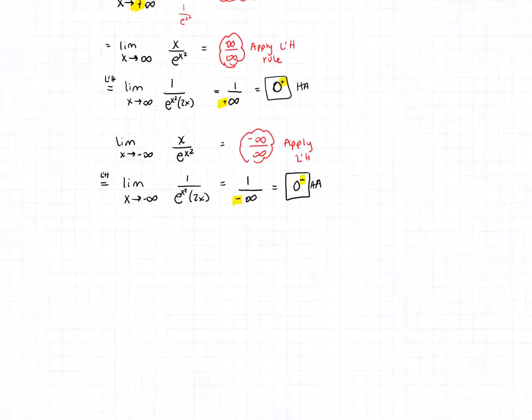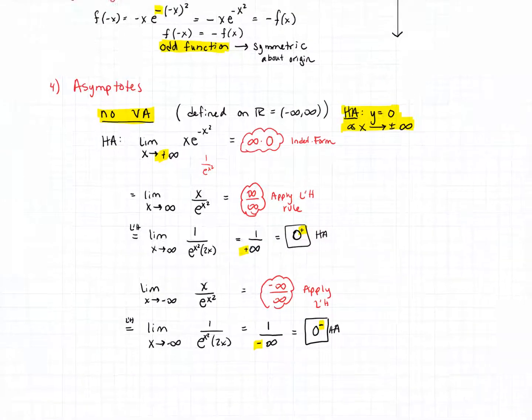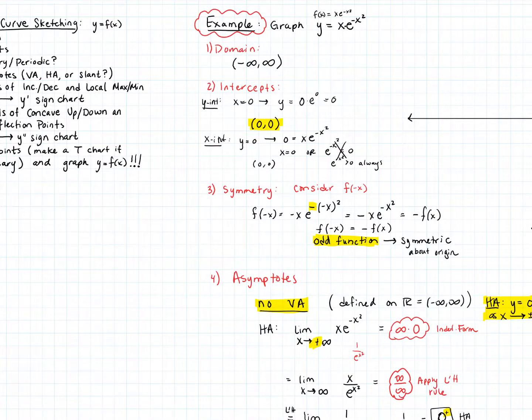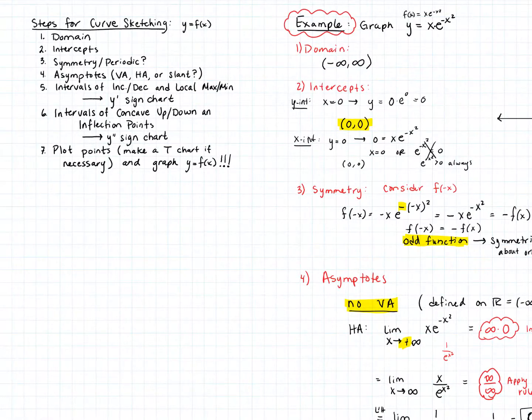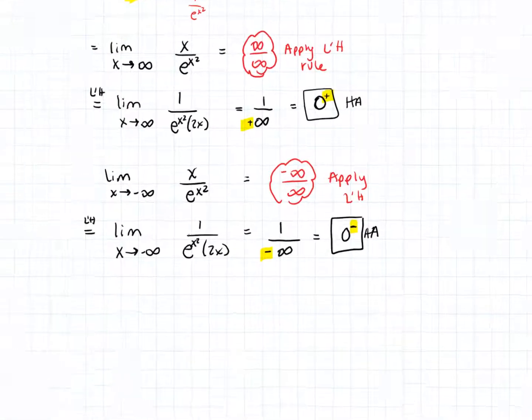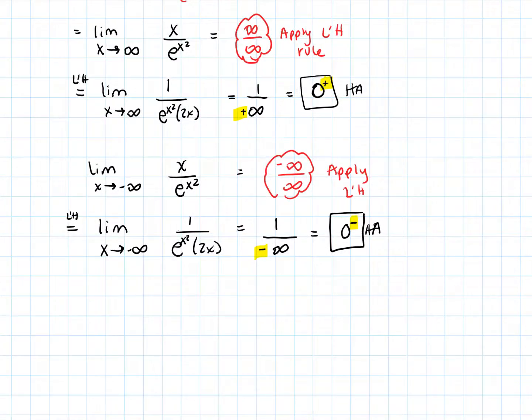Now what we want to do is take the derivatives. So remember, let's get it all on the board here. So we've got domain, intercept, symmetry, asymptotes. Now we're going to do steps 5 and 6, where we take the first derivative, determine intervals of increase, decrease, local maxes and mins, and then we're going to find intervals of concave up, concave down, and all inflection points using the second derivative. So let's start with the first derivative. So step 5.